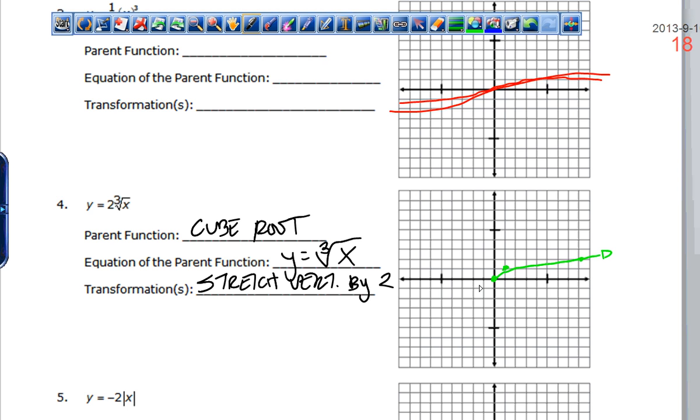Can I take the cube root of negatives? Actually, yes. Cube root of negative 1 is negative 1. Cube root of negative 8 is negative 2. Remember this is what this looks like? So now if I'm multiplying all my y values times 2, 0, 0 stays the same, but everything else gets multiplied times 2.